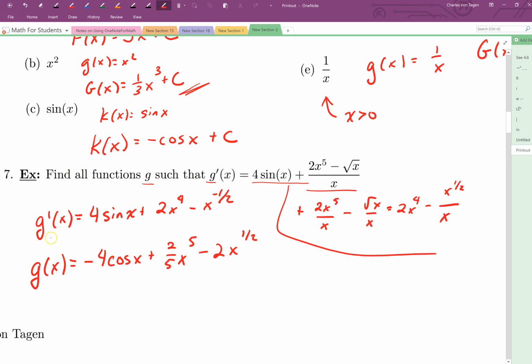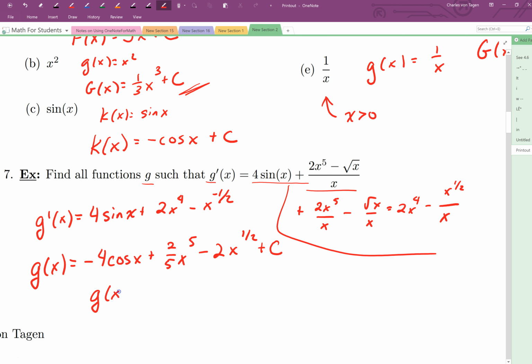Does g of x have this as its derivative? Well, we could check, right? The derivative of minus 4 cosine x would be 4 sine x, so that term checks out. What's the derivative of 2/5 x to the fifth? Well, it's 2x to the fourth, so that checks out. And then let's check this one. Using my power rule, I'd bring down the 1/2, which would just give me a minus 1 for the coefficient. Subtract 1 from the exponent, x to the 1/2. Okay, so this is an antiderivative, but it's not the general antiderivative until I put plus c there.